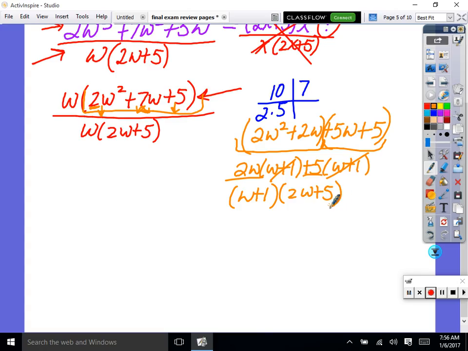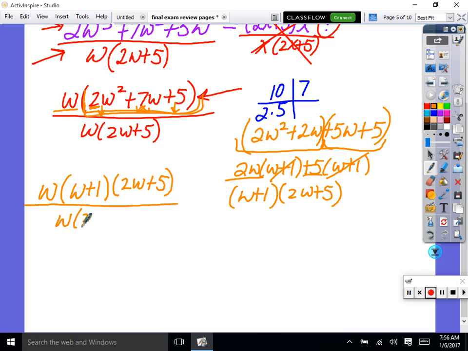So I'm going to rewrite this one more time. We still have a w. This just became w plus 1 and 2w plus 5. And then on bottom, we have our w and 2w plus 5. That was equal to question mark. And so now we can divide out exact values. So that means question mark equals w plus 1.